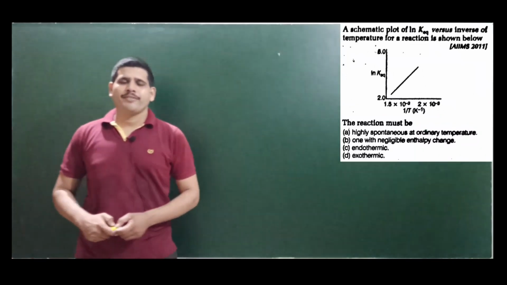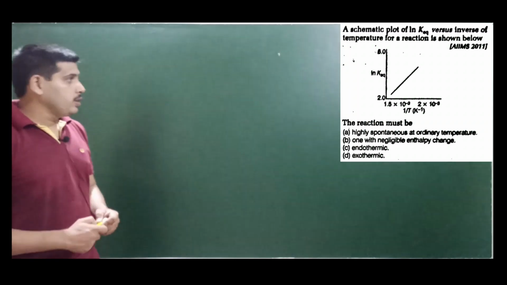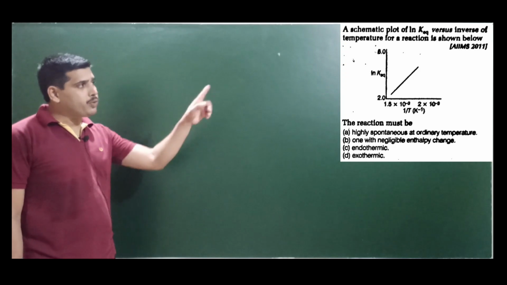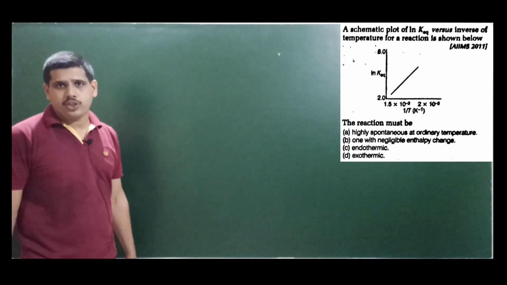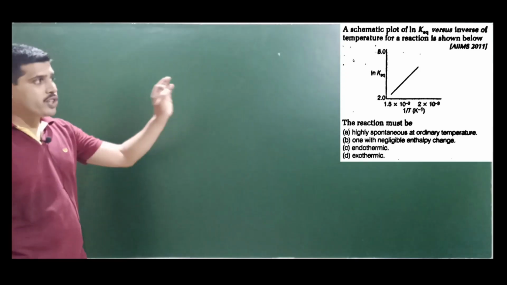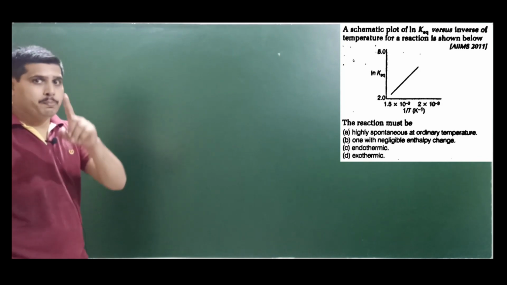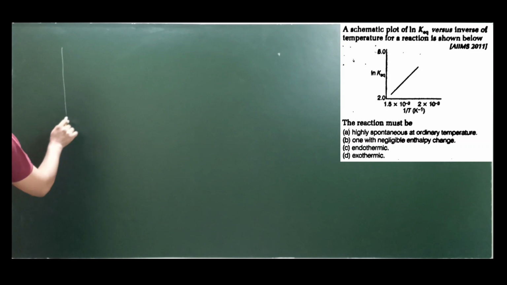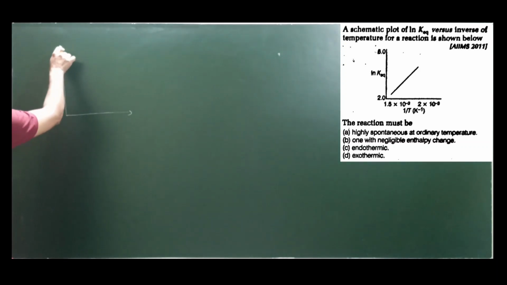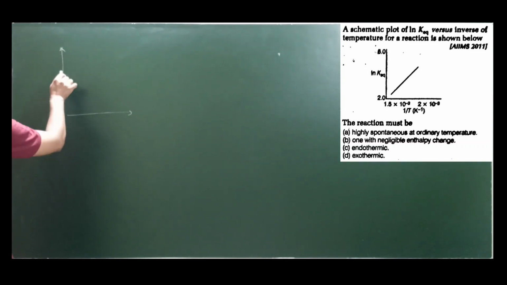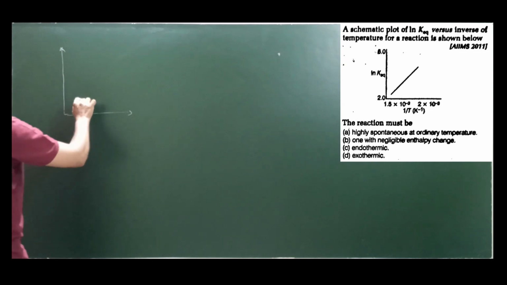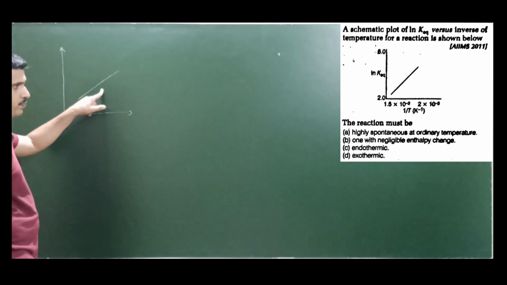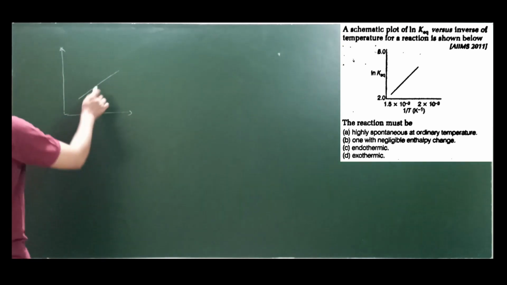Hi dear students, here the graph of log of equilibrium constant K equilibrium against the inverse of temperature, which is nothing but 1 by T, is plotted, which is a straight line graph with a positive slope. Please note down this particular point. The given graph is a straight line one like this, isn't it? So this straight line indicates it is a positive slope. So upward, therefore it is a positive slope.